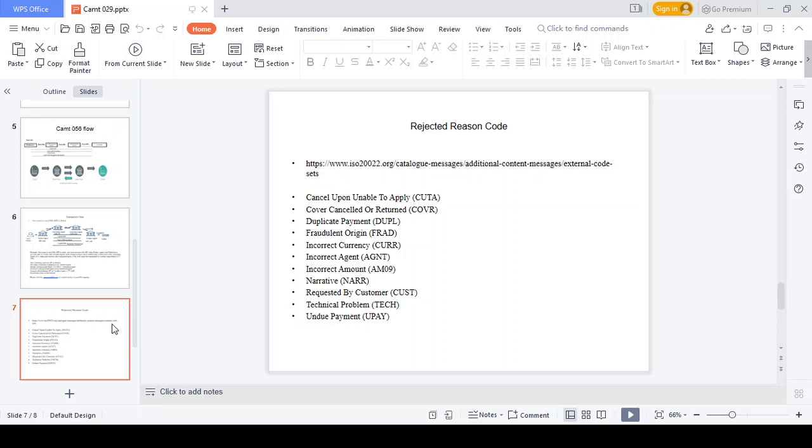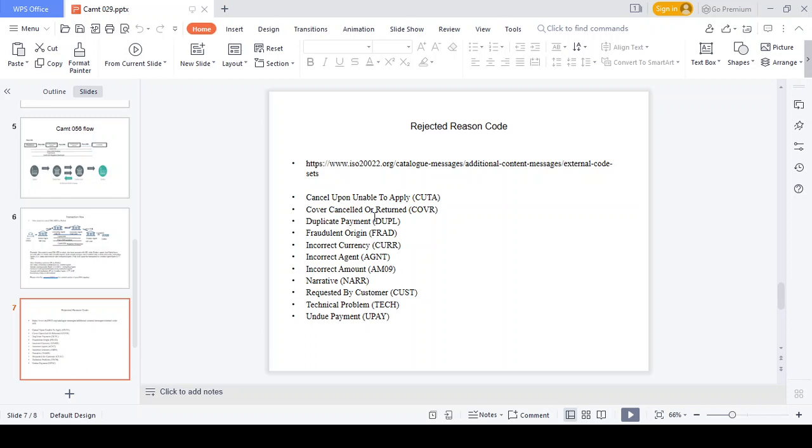Next, whenever the payment is initiated and the payment is rejected, you cannot get back your money. At that time you get some kind of reason codes. I provide this link. Just go to that link and download the external codes. You can see all the related codes. What are the codes you get from this Camt.029? These codes are available.